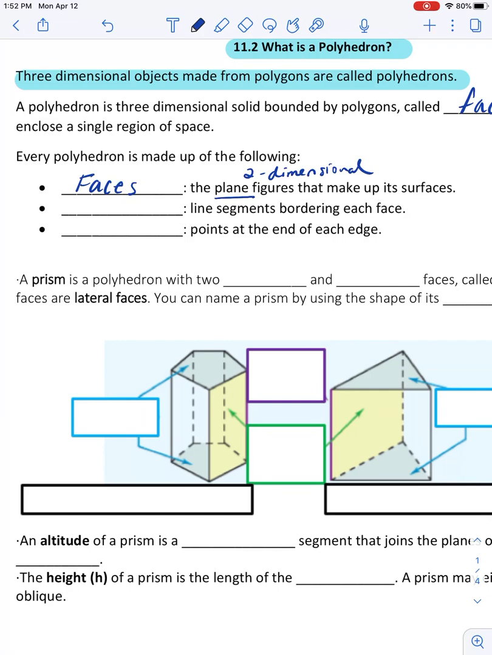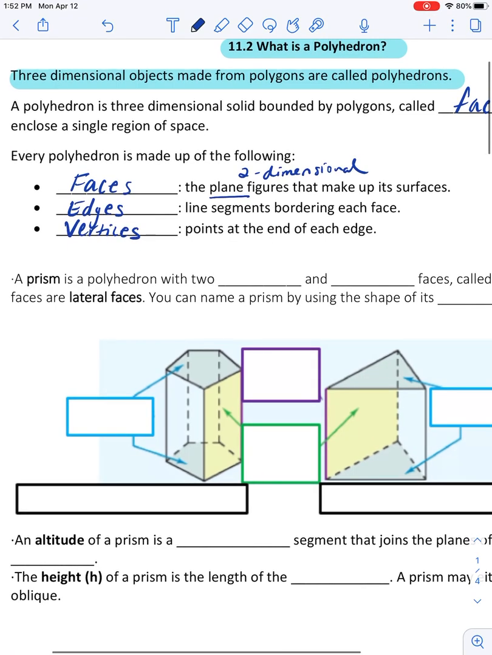Polyhedrons are also made up of what are called edges. Edges are line segments that border each face. And lastly, a polyhedron is made up of vertices, and vertices are points at the end of each edge. We're going to label these things next to the pictures below.